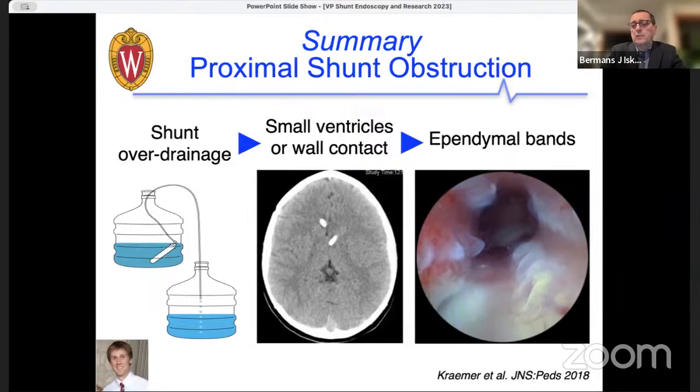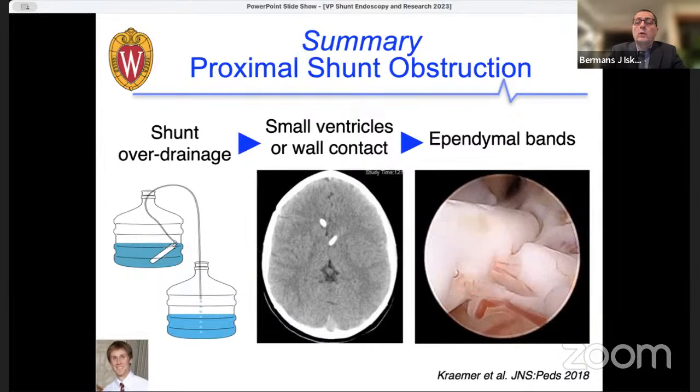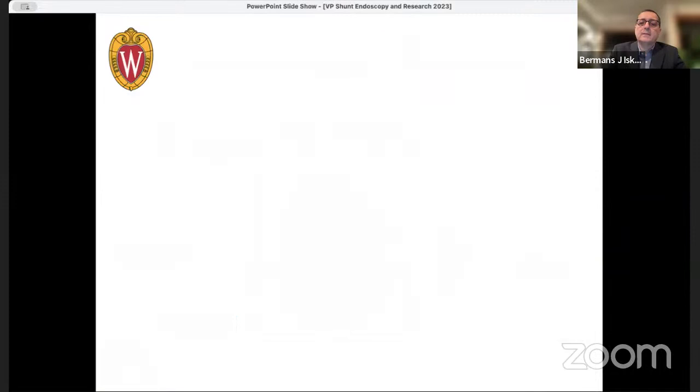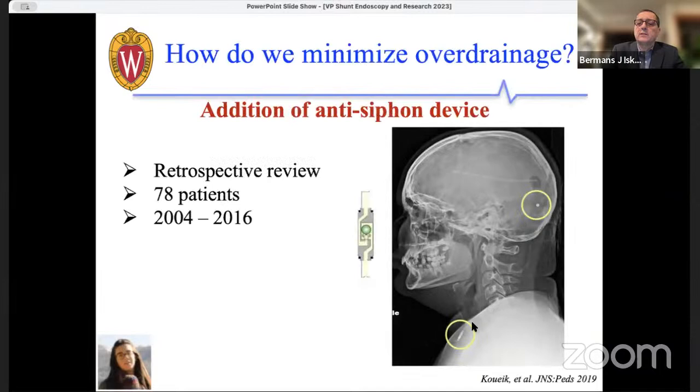So what do we do about this? If indeed shunt overdrainage is creating shunt obstructions, can we decrease shunt overdrainage and improve the obstruction rate in these children? So what we did next is we decided to place anti-siphon devices in the shunt systems separated by a distance from the primary valve. So by definition, you have two valves in the shunt system in series.